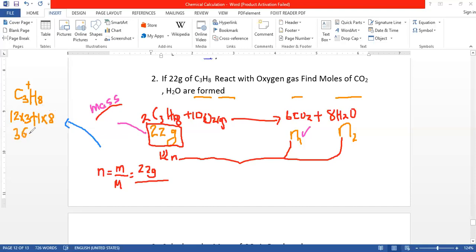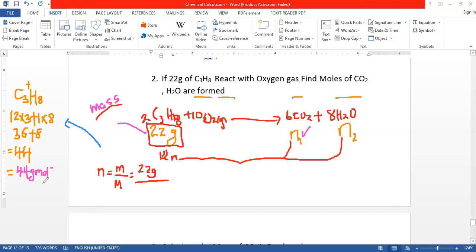And 36 plus 8, how much now? 36 plus 8, the relative molecular mass of propane is 44. So the molar mass of propane is how much? 44 gram mole minus 1. The molar mass is 44 gram mole minus 1.